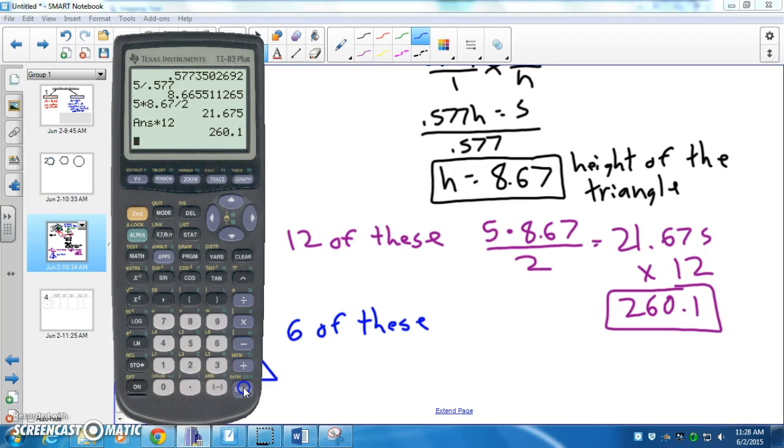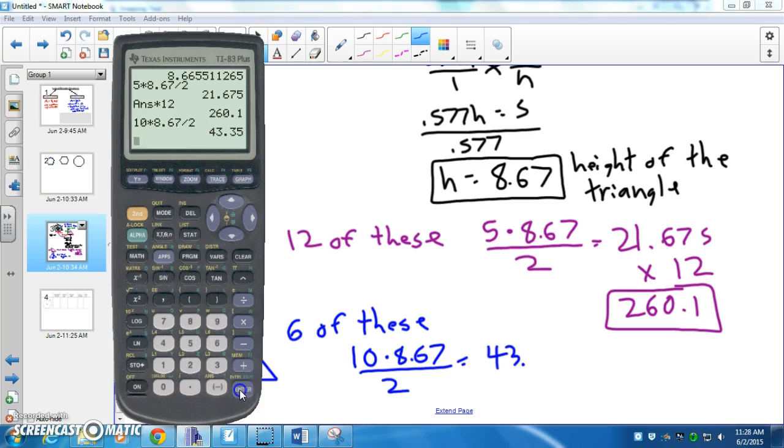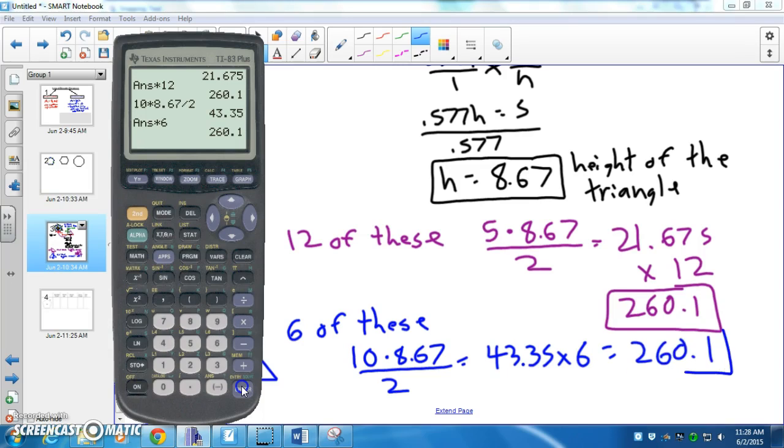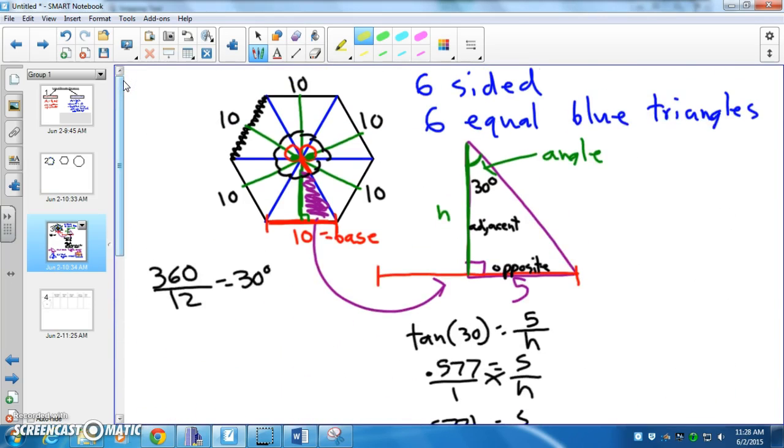Or you could do 10 times 8.67 divided by 2. 10 times 8.67 divided by 2 is 43.35. 43.35 times 6 gets you again 260.1. And this number here that I keep talking through, 260.1, I don't want you to lose sight of it. This is the area, either one of these is the area of the entire hexagon that we started with, right up there.